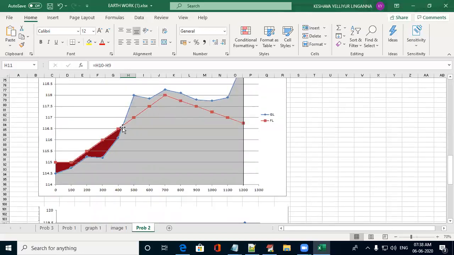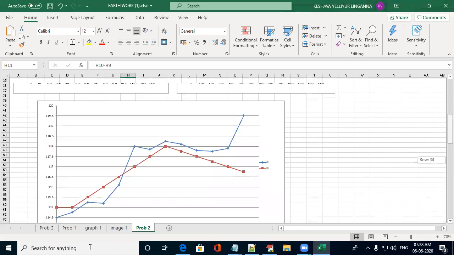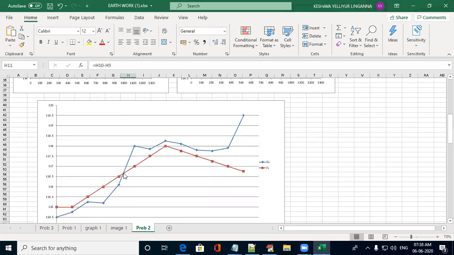From filling to cutting, in this case, there will be a 0 point where there is no cutting and no filling. You have to locate that point. This point, this X, where it crosses, at that point the depth is 0. Here there will be some depth, here there will be some depth. At each and every interval there will be some depth, either filling or cutting, but at some point there will be 0. No cutting, no filling. That X distance you have to find out.